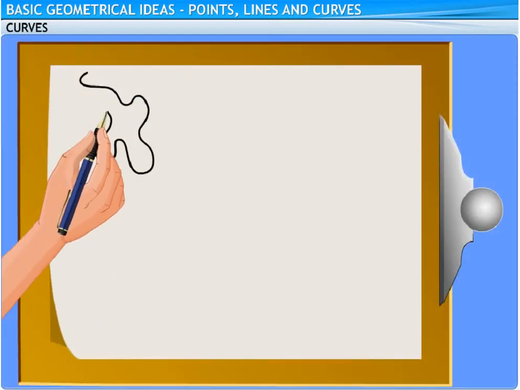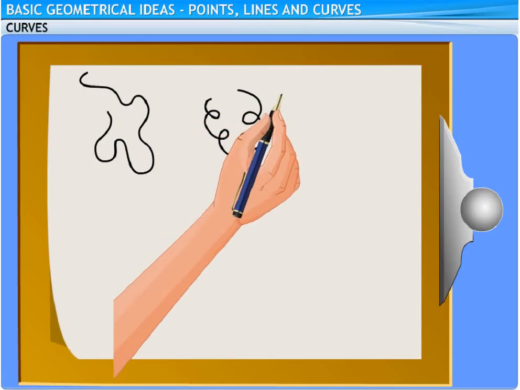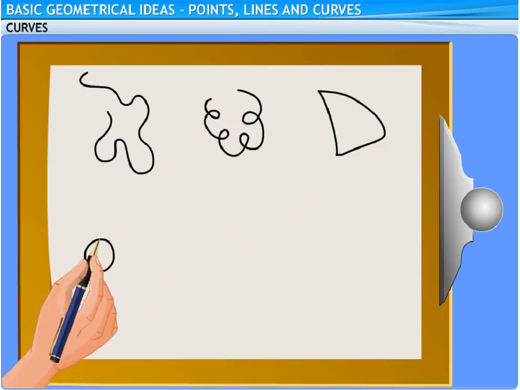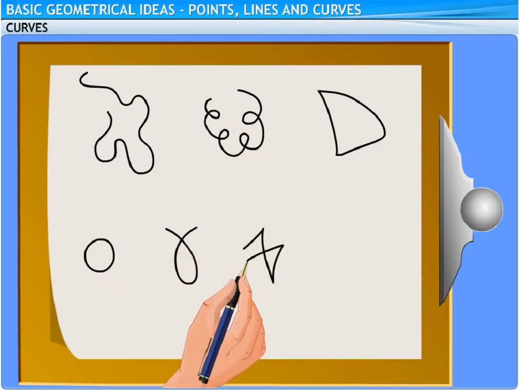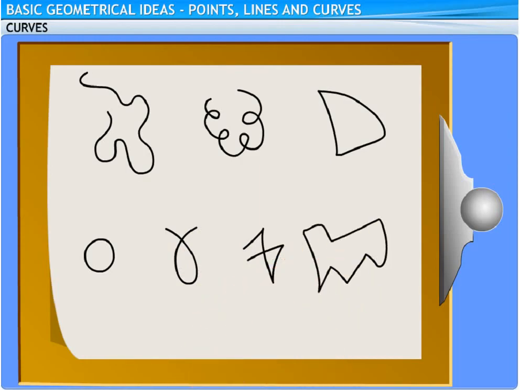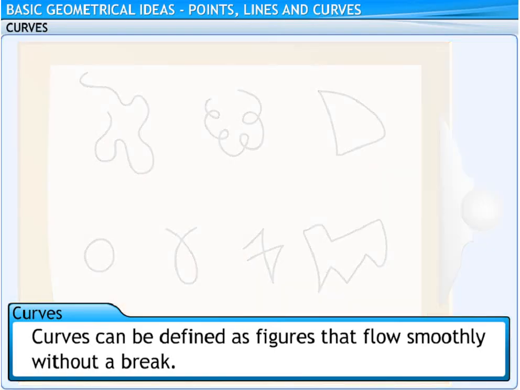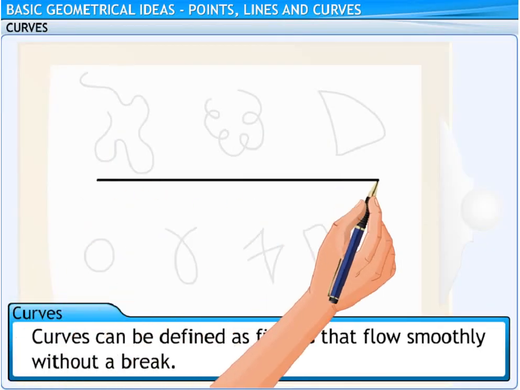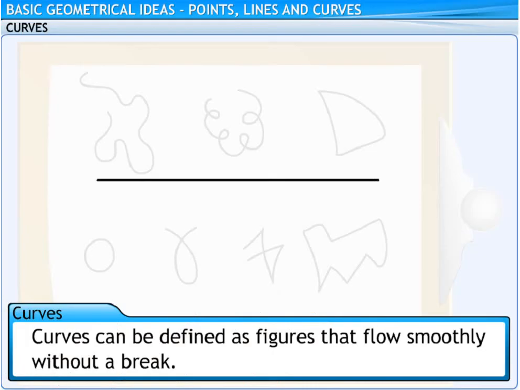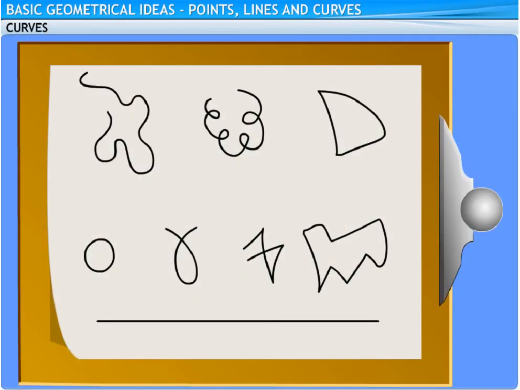Here are some more examples of curves. Based on these examples, curves can be defined as figures that flow smoothly without a break. By this definition, even a line is a curve. It is called a straight curve. Commonly, a straight curve is called a line, and other figures that are not straight are called curves.